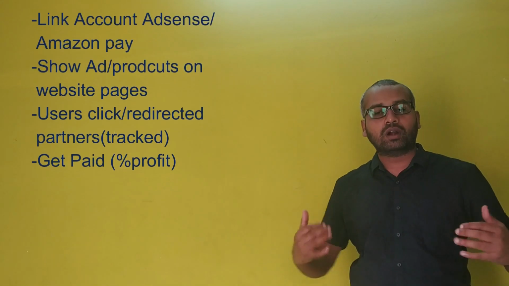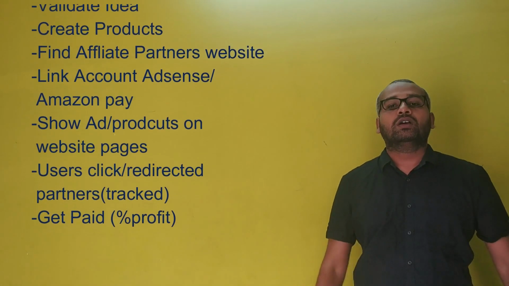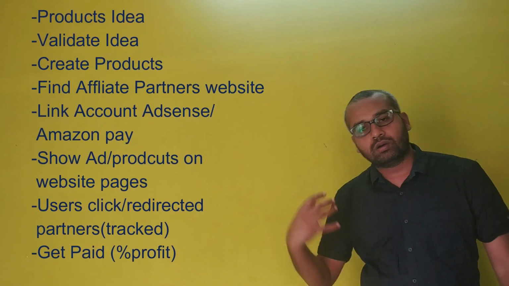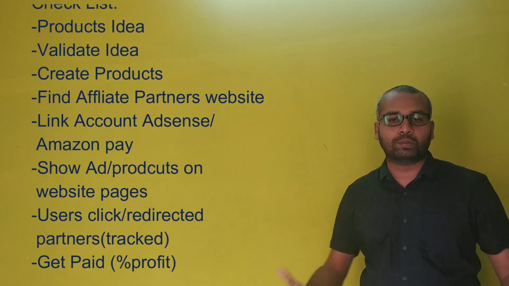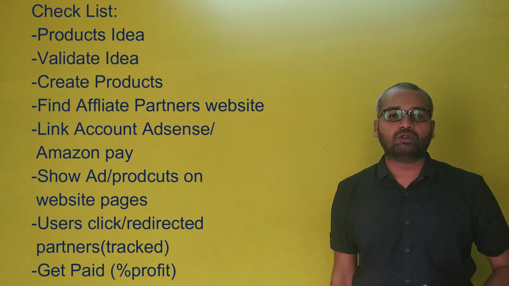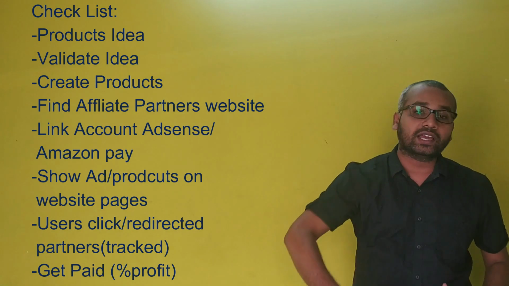Just check this: what are the basic requirements to run affiliate marketing. First thing, you should come up with good product ideas. So what kind of products will be suitable for my page and for my business. That placement I have to make sure of, and I should validate whether that product idea is suitable for my business or not.